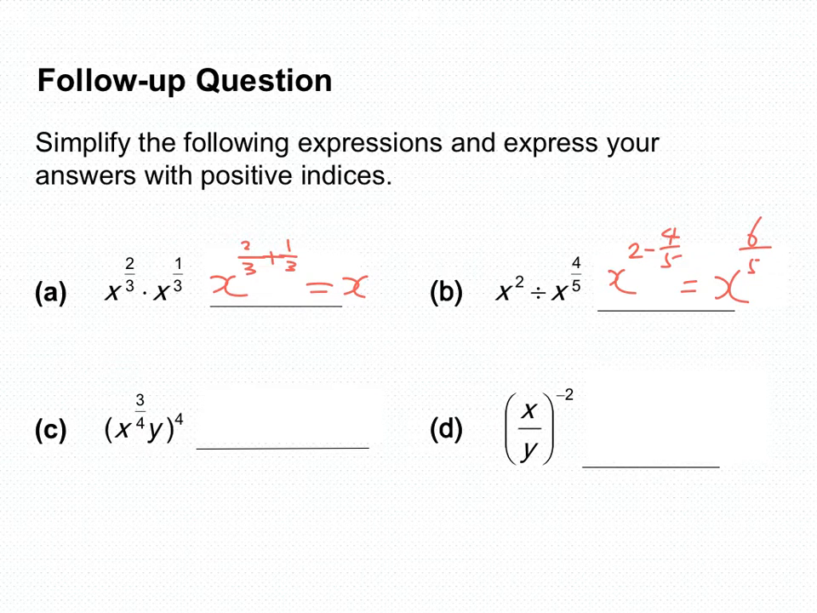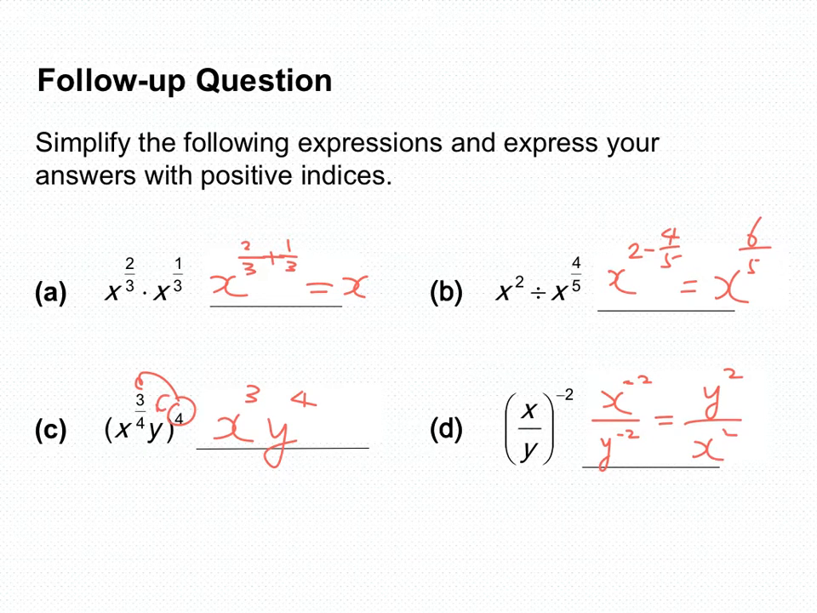For third one, to x 3 over 4 y to power 4, then this 4 times it times both become x to power 3 y to power 4. For D, similar, x to negative 2 y to power negative 2. For negative index, it is a reciprocal, reverse the fraction, y squared over x squared.